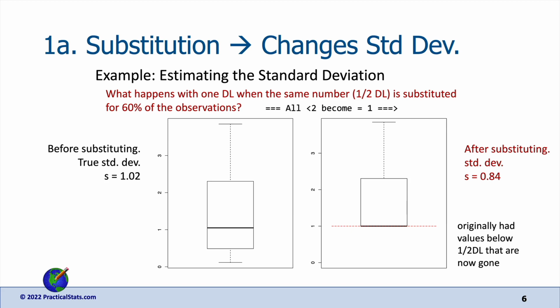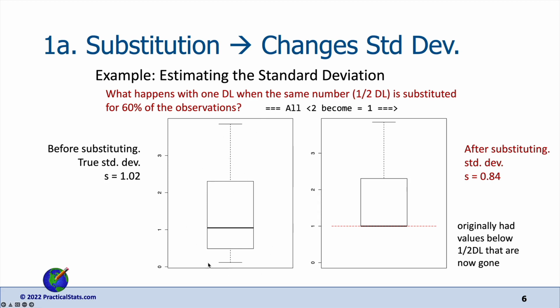And the issue here is that we're not just substituting one number, we're substituting a whole series of numbers. So let's say there was one detection limit. Then we're putting the same number over and over into the data set. What do you think that does to a measure of variability? Usually it decreases it.